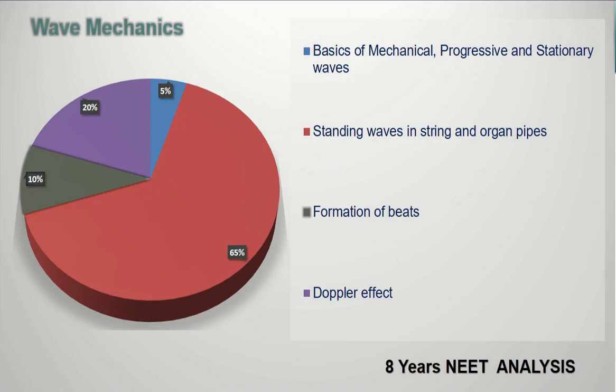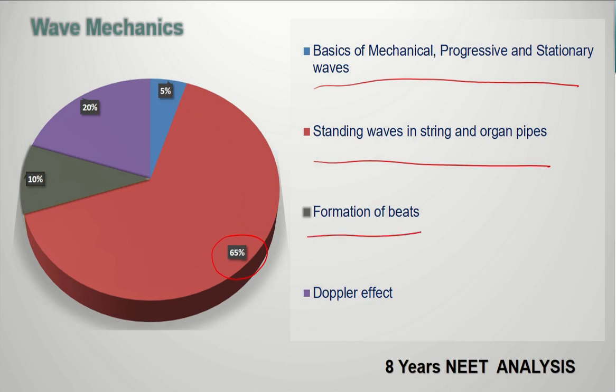Whereas if you see the last 8 years, the scenario is quite changed. Only around 5% were coming from basics of mechanical, progressive and stationary waves, around 65% of questions from standing waves in string and organ pipes, 10% from formation of beats, and 20% from Doppler effect. So the majority of questions were coming from standing waves in string and organ pipes, and the next majority was given to Doppler effect, 20% of questions.